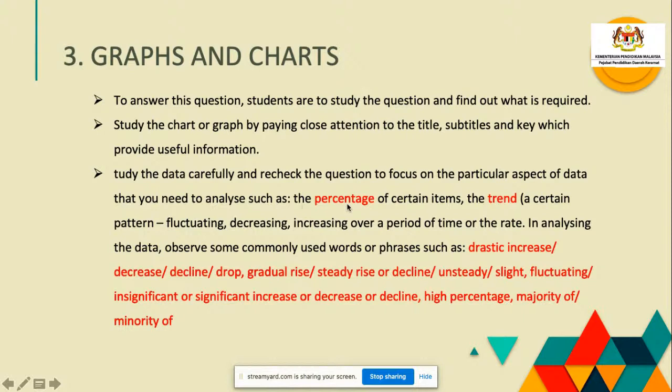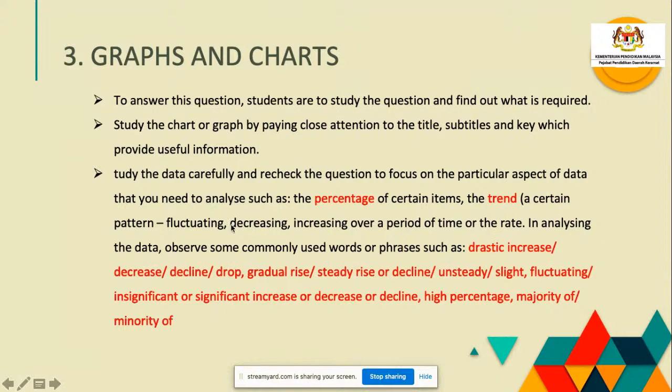Selalunya dia akan bagi dalam bentuk percentage kan? Okay, of certain items. Trend. Ada yang nak suruh you tengok trend. Okay, ada soalan tanya, okay, how many percentage? Okay, what is the biggest percentage? What is the highest percentage? Ada juga yang tanya, dia bagi macam bar graph ke, atau line graph ke, dia tanya fluctuate. Decreasing, increasing over a period of time or the rate.